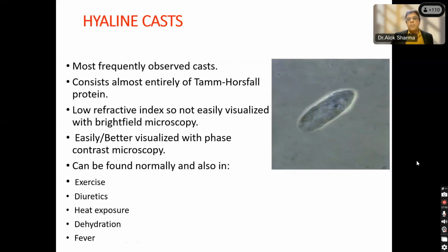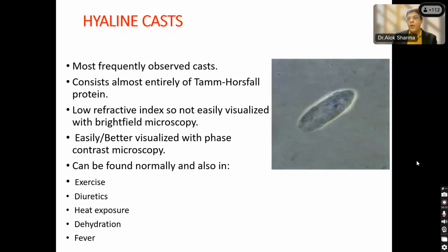We'll just quickly brush through the basic casts so that you have a good understanding of how they appear and what they are arising from. The most common cast is the hyaline cast. You will see them in almost every urine sediment. These hyaline casts are almost entirely composed of the Tamm-Horsfall protein. When you talk about hyaline casts, you're talking about the Tamm-Horsfall protein. Unfortunately, they have a very low refractive index, so they are not easily visualized. Once you lower your condenser to sufficient depth, you can identify these hyaline casts.